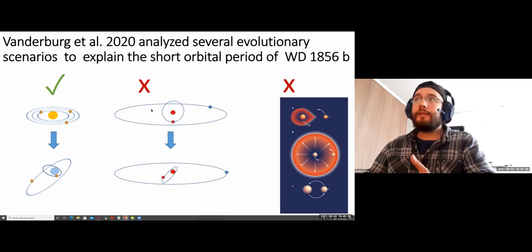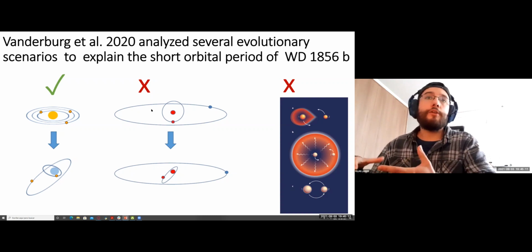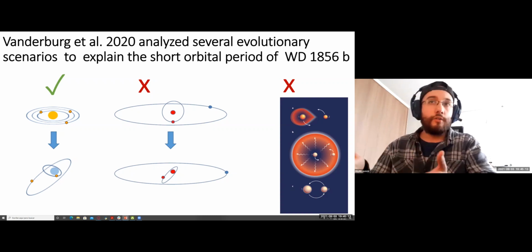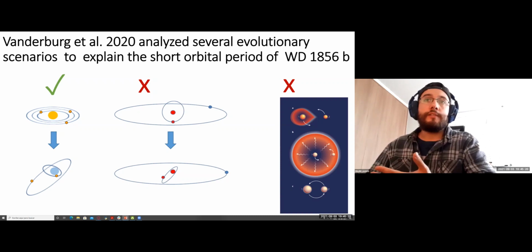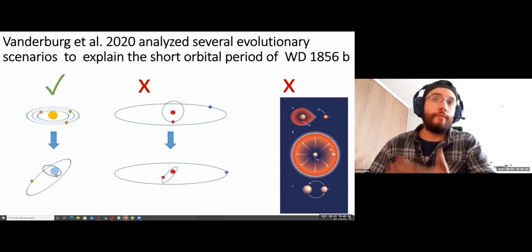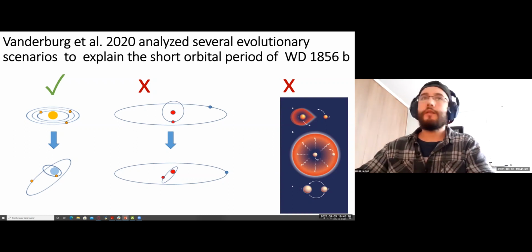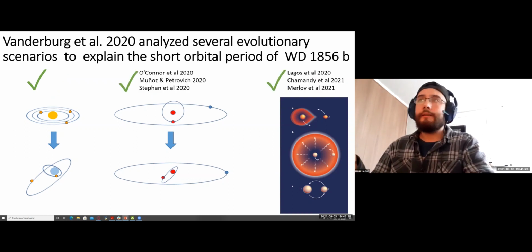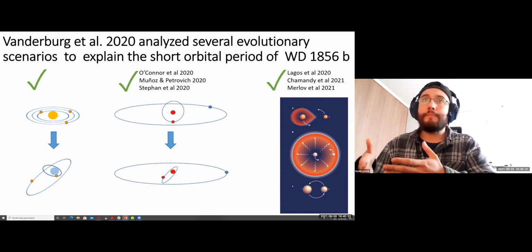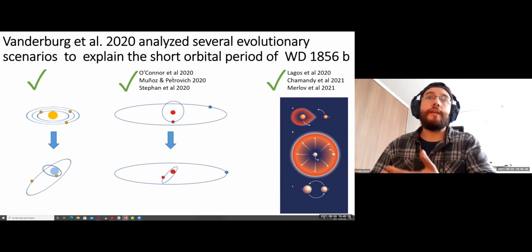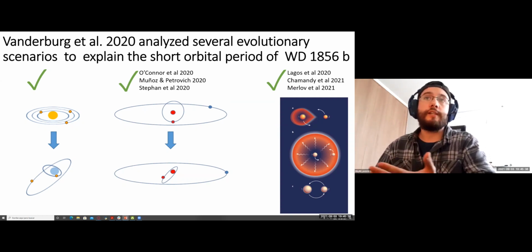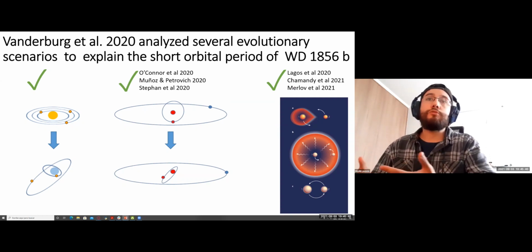For the CEPO cosine scenario, they found that in its current configuration, this mechanism is not strong enough to produce high eccentricity values, while for the common envelope scenario, they found that the orbital energy available to eject the envelope was simply not enough. However, a more detailed analysis made by these three works here showed that the CEPO Cosi-Lidov scenario can indeed explain the close orbit of the planet.